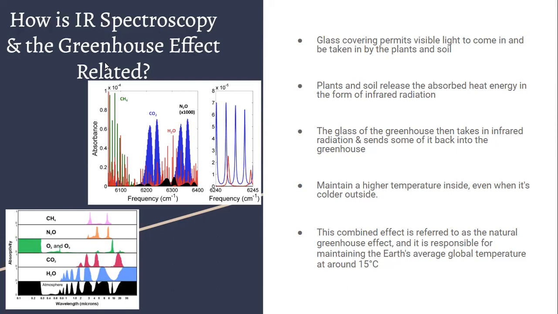This combined effect is referred to as the natural greenhouse effect and is responsible for maintaining the Earth's average global temperature at around 15 degrees Celsius. And you can see that in the pictures on the left, which show the gases that are absorbed and involved in the greenhouse effect. You have CH4, N2O, O2, CO2, and H2O.